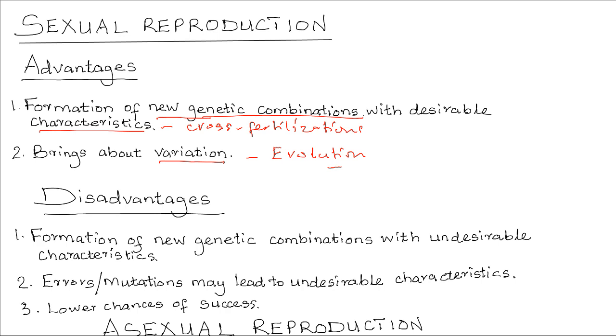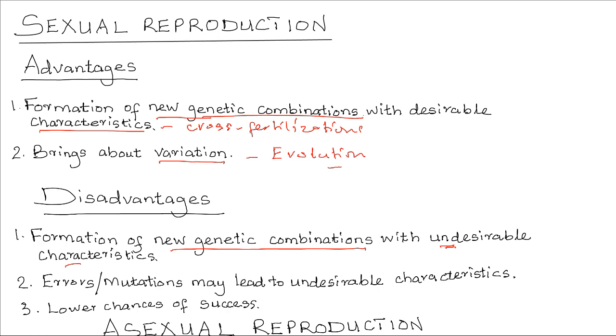However, there are disadvantages that are associated with sexual reproduction. The first one, in fact, is the flip side of the advantage, is that these new genetic combinations that are formed may bring about undesirable characteristics. That is, there are two sides. The new genetic combinations may result in good characteristics or may result in undesirable characteristics. In such a case, then that becomes a disadvantage.